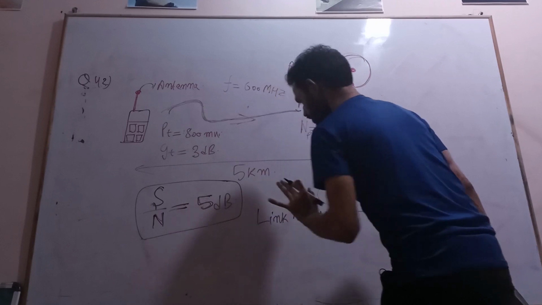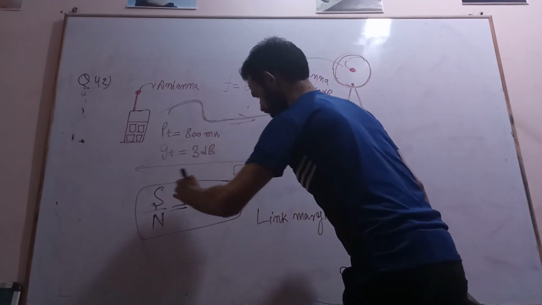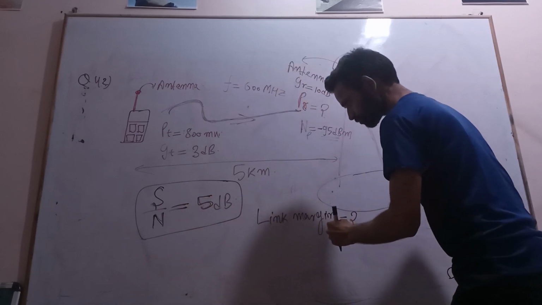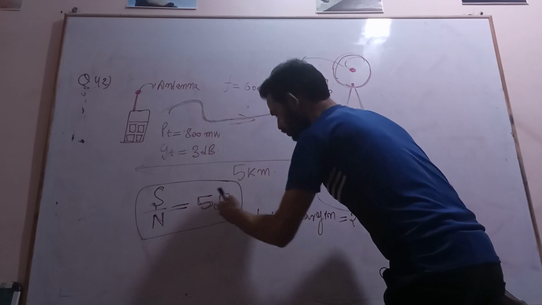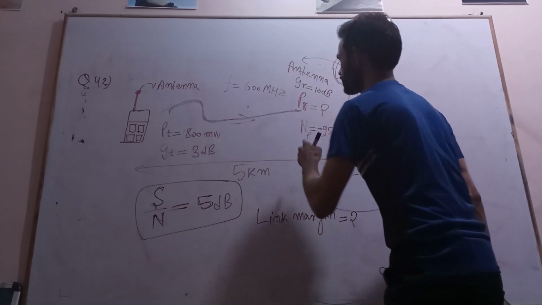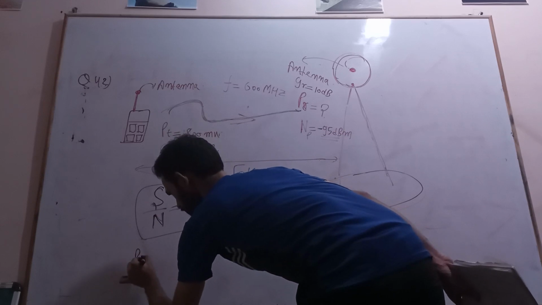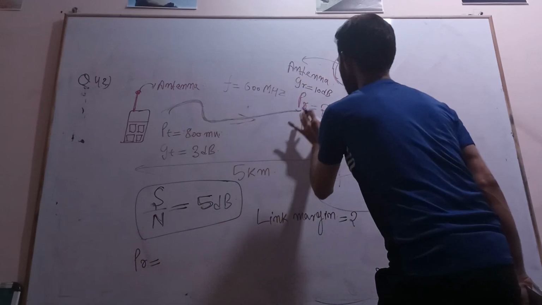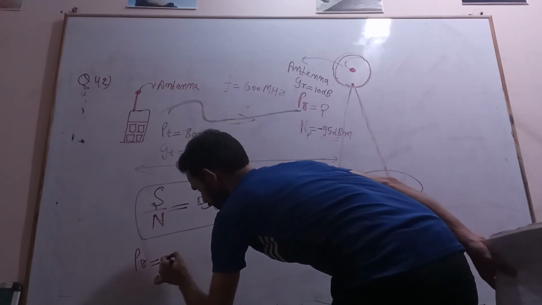So what is he asking? He is asking link margin. Link margin means how much additional signal to noise ratio is there. How much margin of signal to noise ratio can we get from this data? From this data, first of all, we want to find the received power at the base station, at the receiving side. How much received power is this?